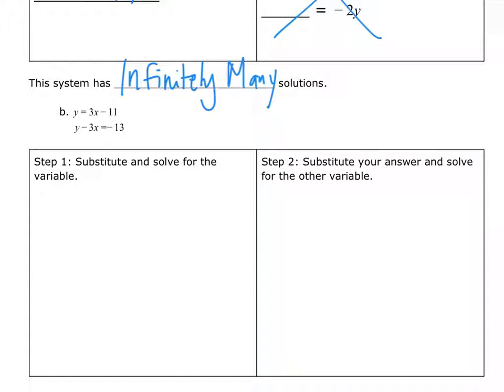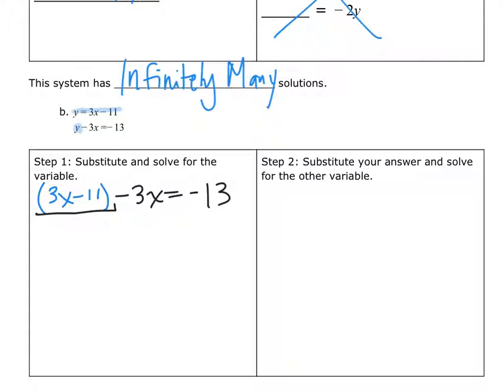To solve 3b, I see that the first equation is already solved for y, so I'm going to plug that in for my y value in the second equation. So I'm going to write 3x minus 11 minus 3x equals negative 13. So this is the equation for the second line. I just replaced that y value at the beginning.